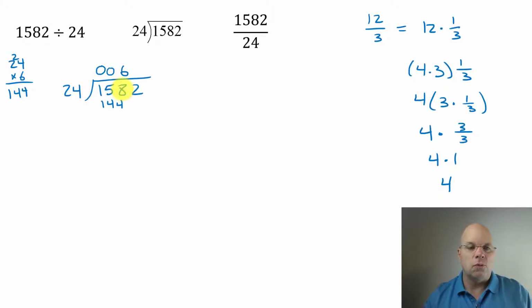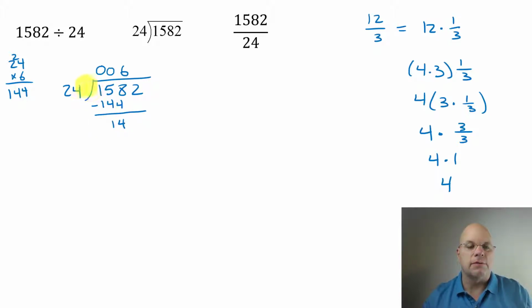Now, the reason the long division algorithm works is that really we want to know how many 24s are in 1,580. If you really think about place value, you'd think about it differently, but we can get into that another time. But 8 minus 4 is 4, 5 minus 4 is 1.